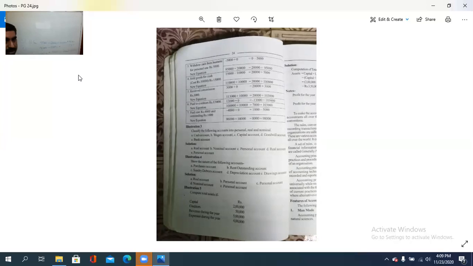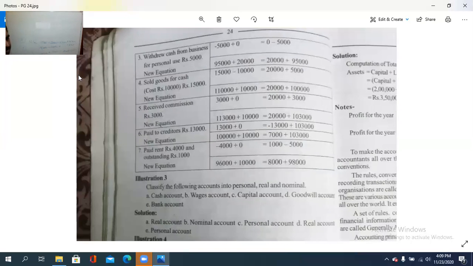After that, received commission. So cash is to be increased. Received commission of 3,000, isn't it? So 110,000 will become 113,000 plus 10,000 is equal to 20,000 plus 100,000, plus this 3,000 to be added. So 103,000. So how much is it?